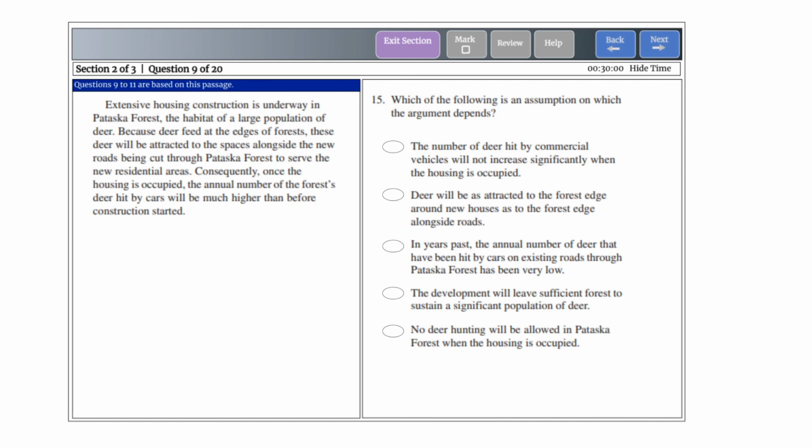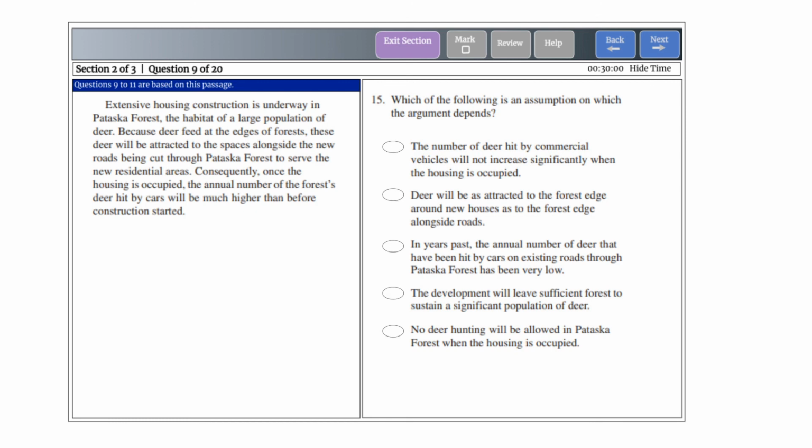B might have been tempting, right? Deer will be as attracted to the forest edge around new houses as to the forest edge alongside roads. But again, this is something that either doesn't have any bearing or is kind of already true, right? They've already told us that deer feed at the edge of the forests, right? And they've told us that they will be attracted to the spaces beside the houses, right? But just telling us that their attraction to these places is equal doesn't really give us any new information, at least none that's relevant.